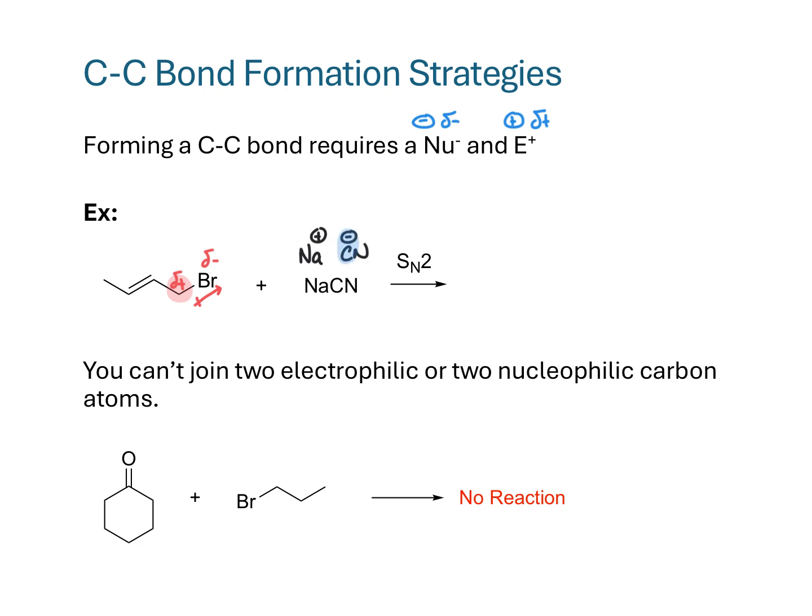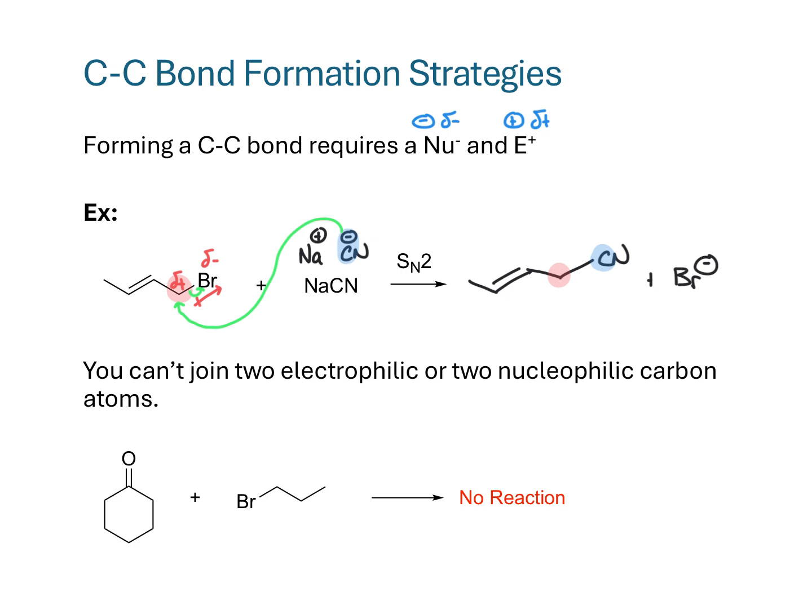So now we can do our carbon-carbon bond formation. Just draw a curved arrow from the nucleophile to the electrophile. And we break that bond, and we get the product. So here's your new bond, and what we've done is we've joined what was the electrophilic carbon and the nucleophilic carbon. So the thing to keep in mind is you can't join two electrophilic or two nucleophilic carbons.